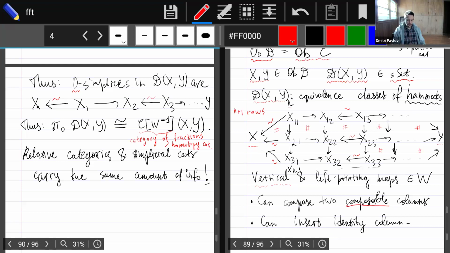So the zero simplices in a hammock localization are precisely the same as you would take in the usual construction of the category of fractions. So in particular, as it turns out, if you take connected components, so pi zero of the simplicial set, you will see precisely morphisms in the usual homotopy category. So the new ingredient now is that you have higher simplices, and these higher simplices can encode non-trivial homotopical information about the space of morphisms.